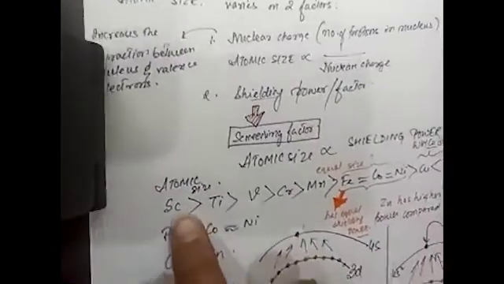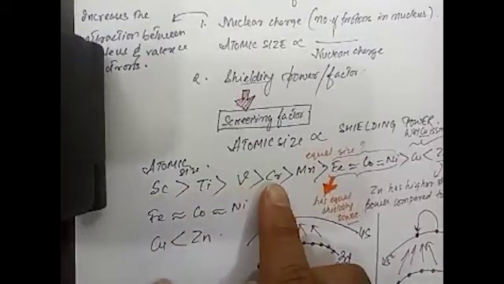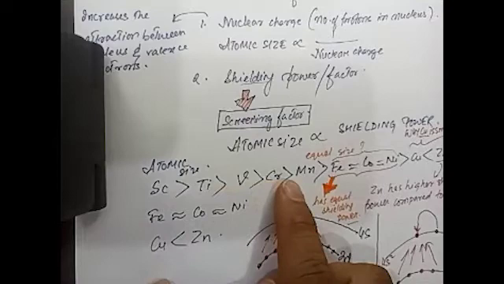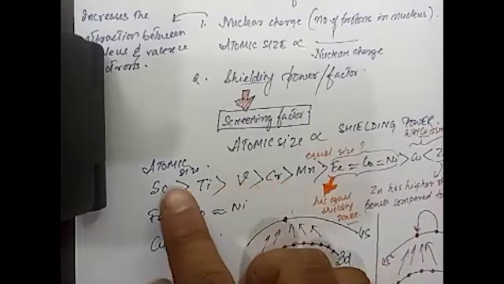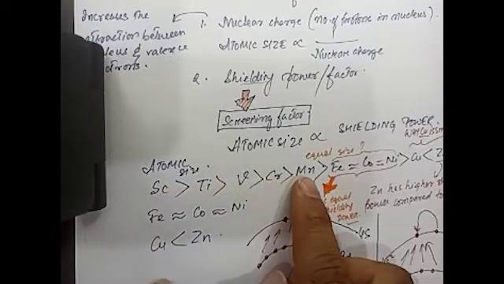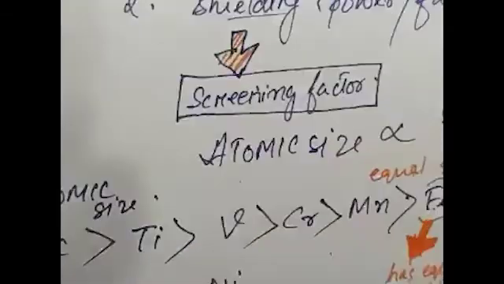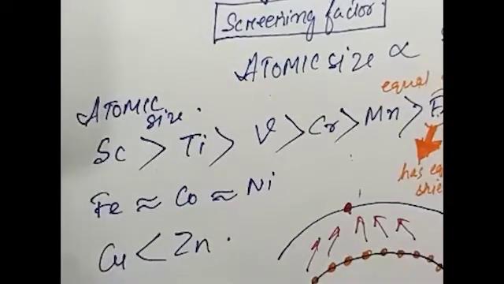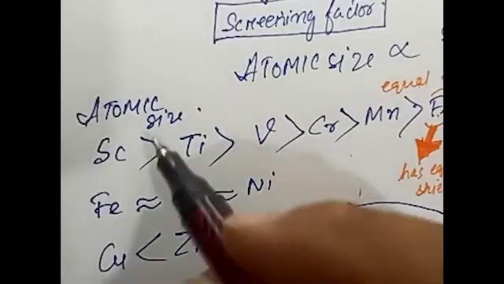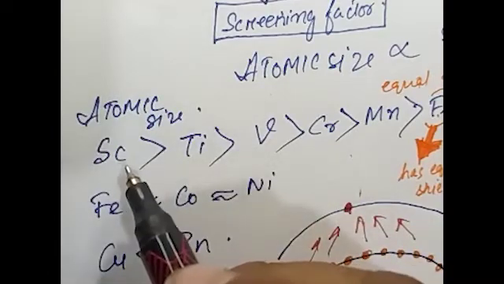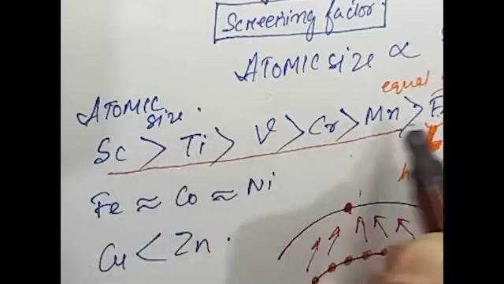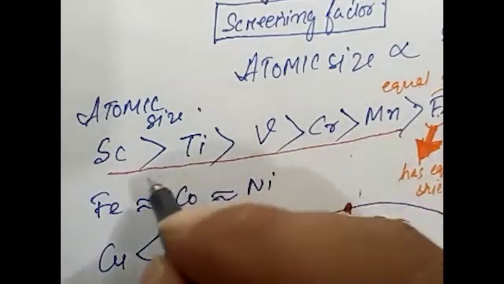We have not discussed why scandium, titanium, vanadium, chromium, manganese, why their size decreases. Size decreases because of increase in nuclear charge. That is the normal reason: from left to right, the size decreases because of the increase in nuclear charge. The size of these elements decreases due to increase in nuclear charge.